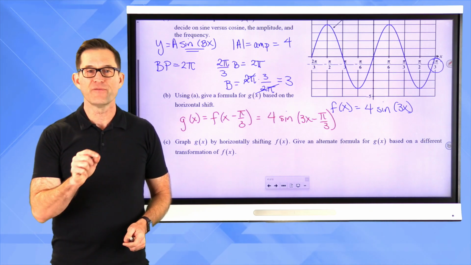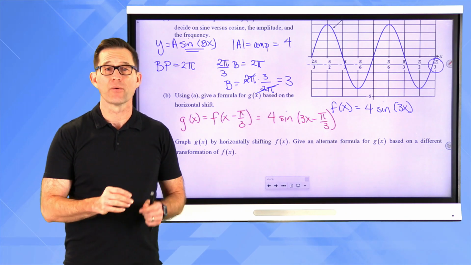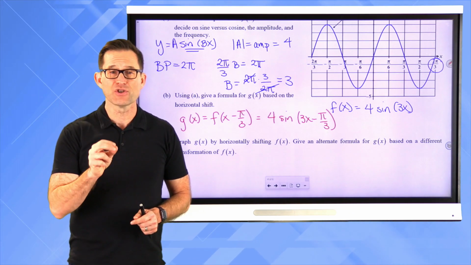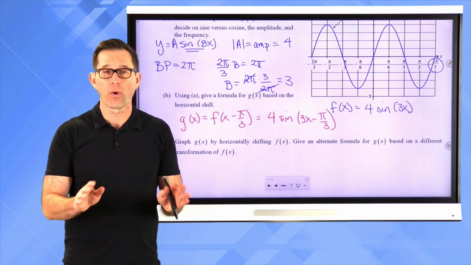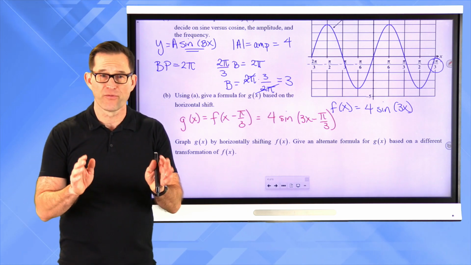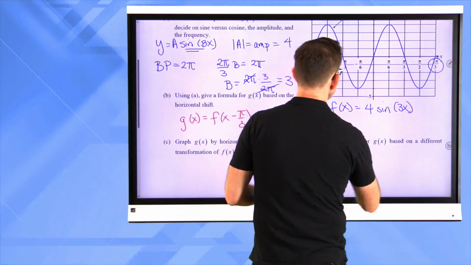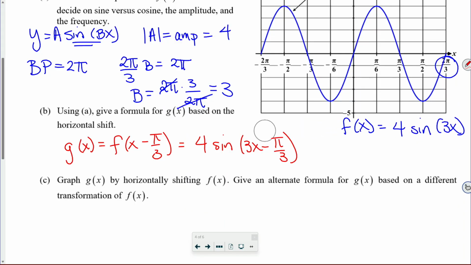If I want to shift it right or left by a certain amount, then I have to do that shifting to x before I multiply by the b, before I multiply by the frequency. So let me just move this over a little bit. So my correct equation is that.